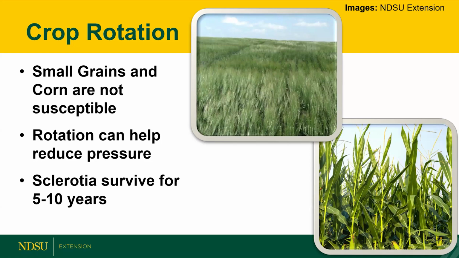Now, the problem with this is that these sclerotia, as I mentioned before, survive up to 10 years in that soil. So if we're able to rotate out of soybeans for 5 to 10 years, which I know most of us are never going to be able to do, we could potentially reduce that white mold pressure to low enough levels where it's not an issue. But these crop rotations alone are never going to help. But if we combine them with other strategies, they can be an effective tool to help reduce that pressure.